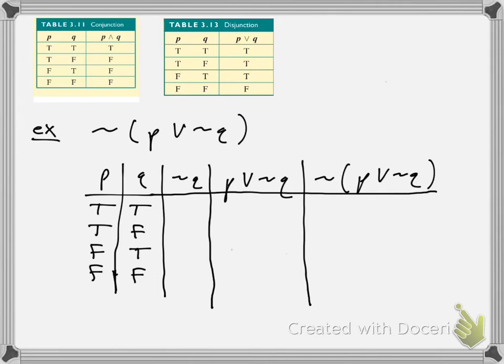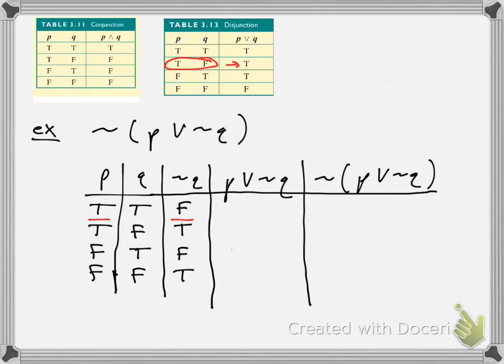Okay? So first of all, not Q. Well, looking at Q, if Q is true, not Q would be false. If Q is false, not Q would be true. If Q is true, not Q would be false. And this one's true. So basically, I just negated Q in each of those four cases. Okay, now P or not Q. So now we're looking at P or not Q. So we go to our truth table, and it looks like I'm in the true-false category for this first one, which means my answer would be true.